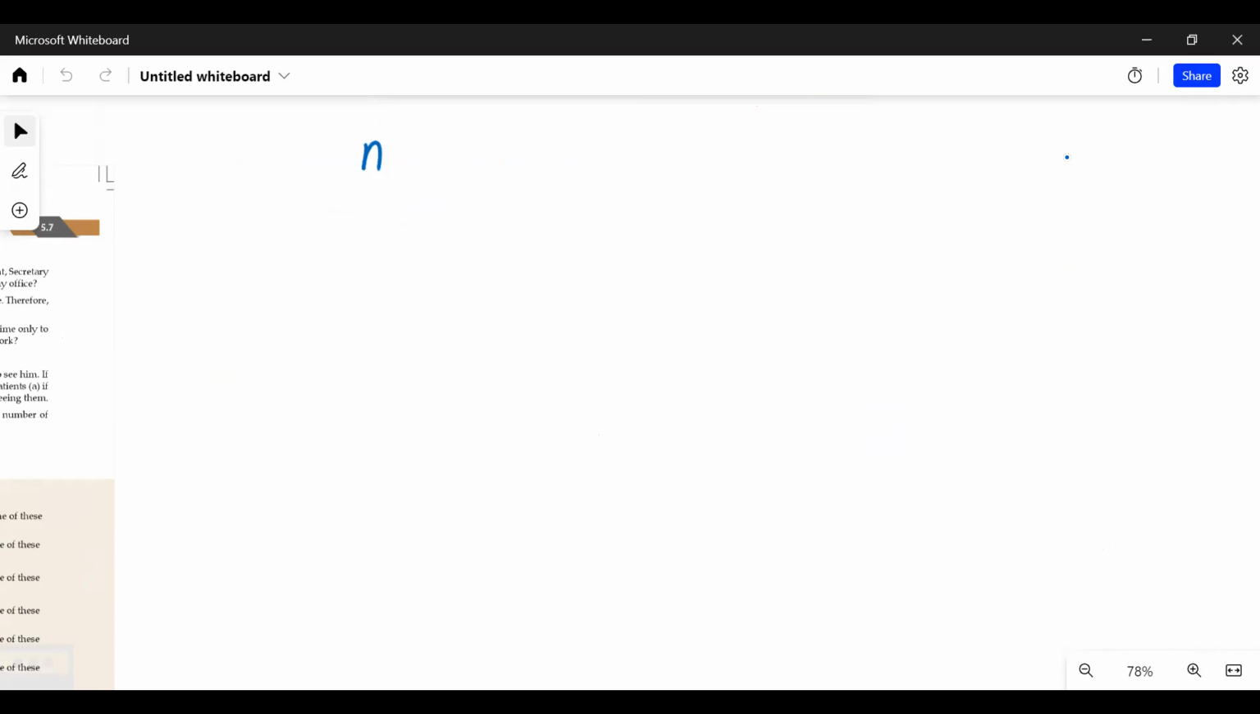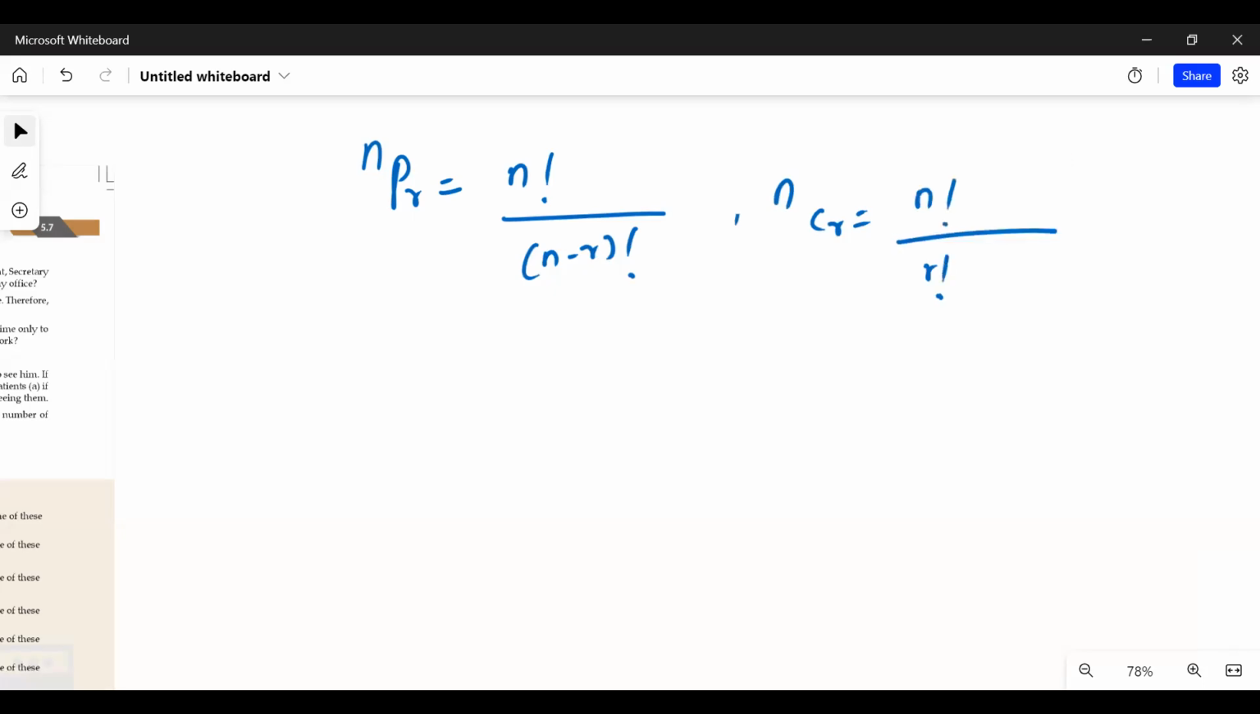Like this formula nPr, where nPr stands for n factorial by n minus r factorial. There's another formula called nCr. The nCr is n factorial by r factorial into n minus r factorial. Okay, by any chance do you have an idea what factorial is all about? Anyone?